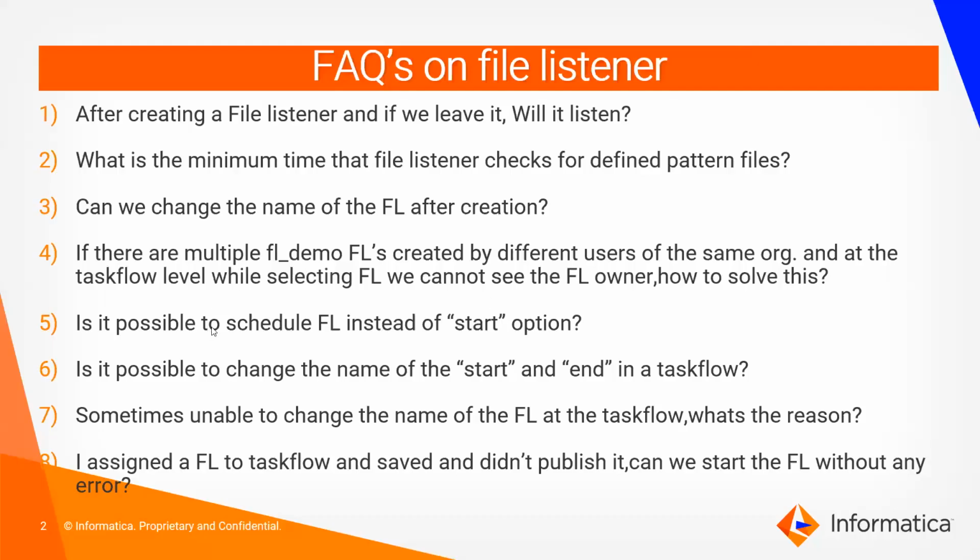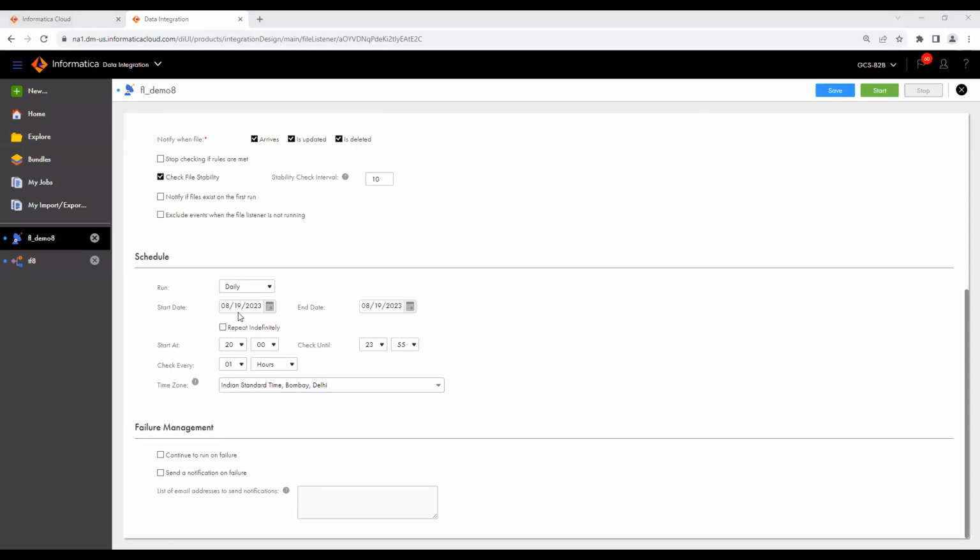And is it possible to schedule FL instead of the start option? Schedule options are available. We can see here, these are the schedule options. If you want to schedule at 8 o'clock today, you need to click 20, and then it will start at the defined time. So you can schedule the FL, but if you want to start immediately, you can click on the start button.